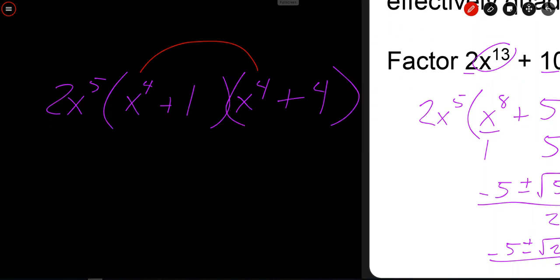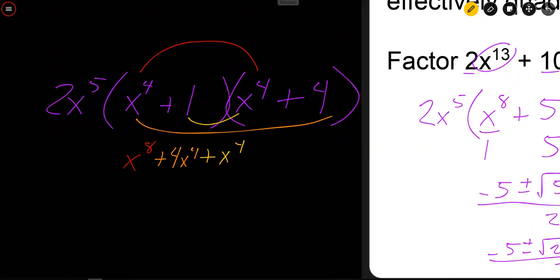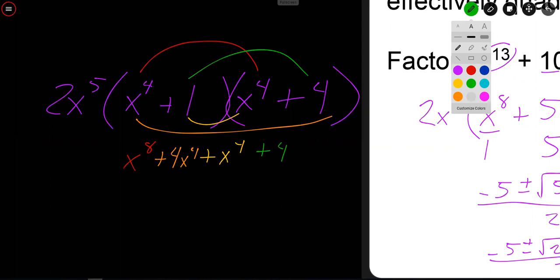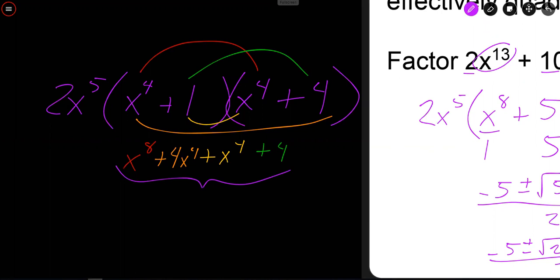X to the 4th times x to the 4th is x to the 8th. X to the 4th times 4 is 4x to the 4th. 1 times x to the 4th is another x to the 4th. And finally, 1 times 4 is 4. If I combine all those terms, it's going to be x to the 8th plus 5x to the 4th plus 4. So I can factor this 8th degree polynomial just like a quadratic because it has the same structure as a quadratic.